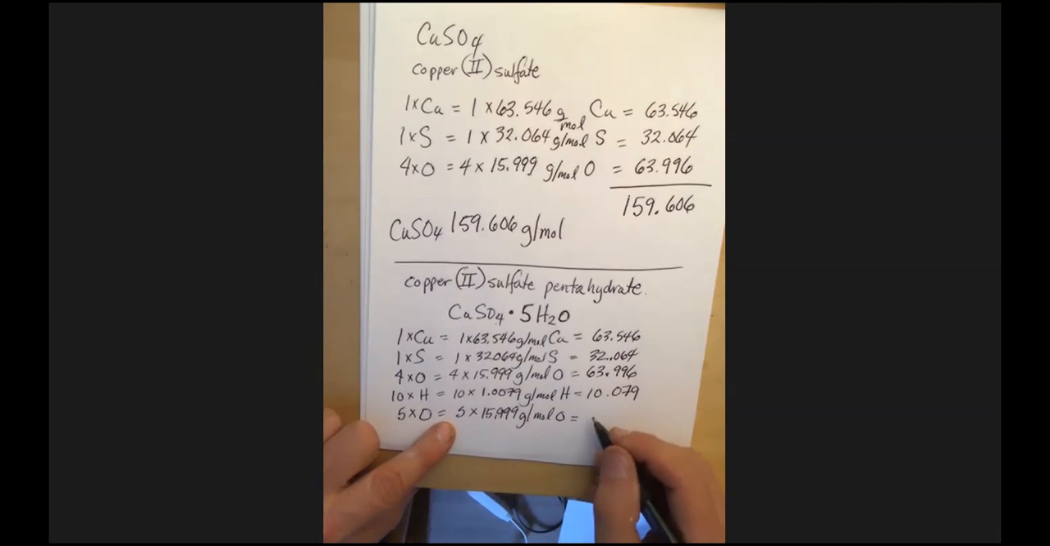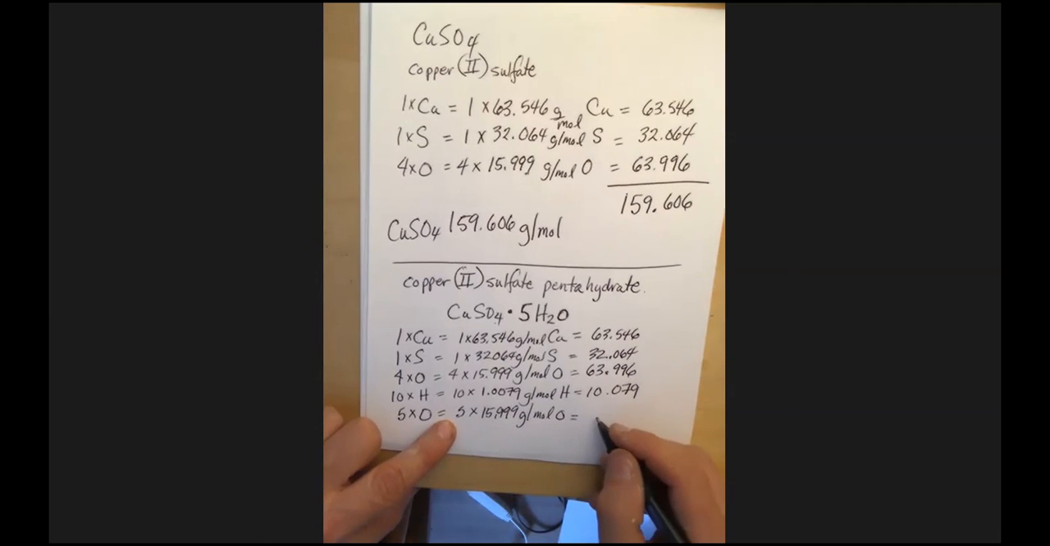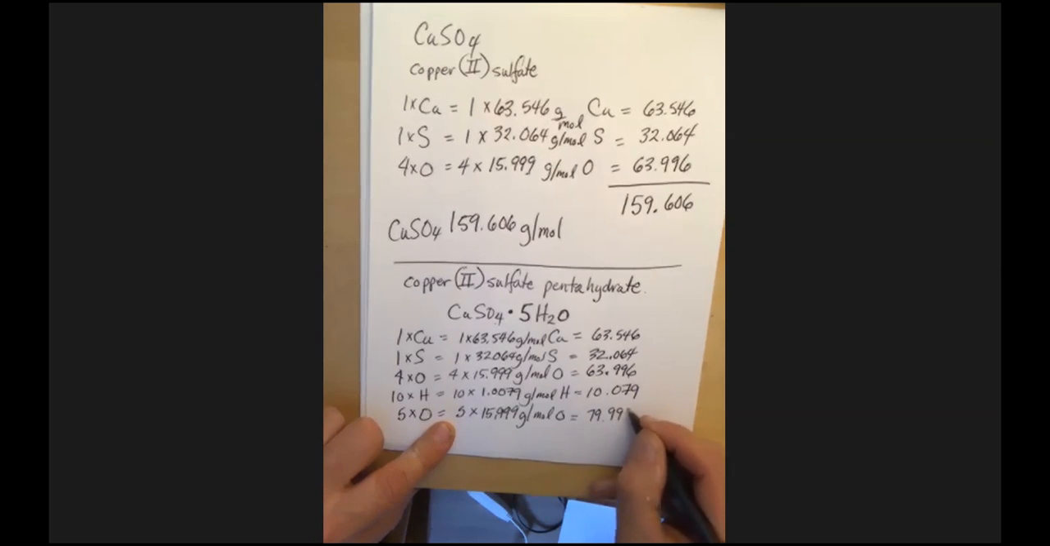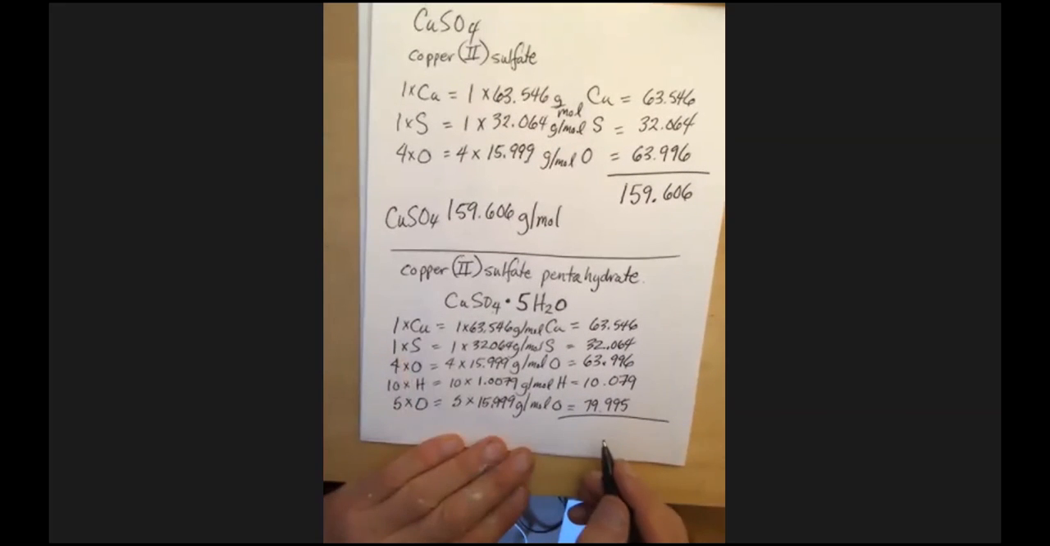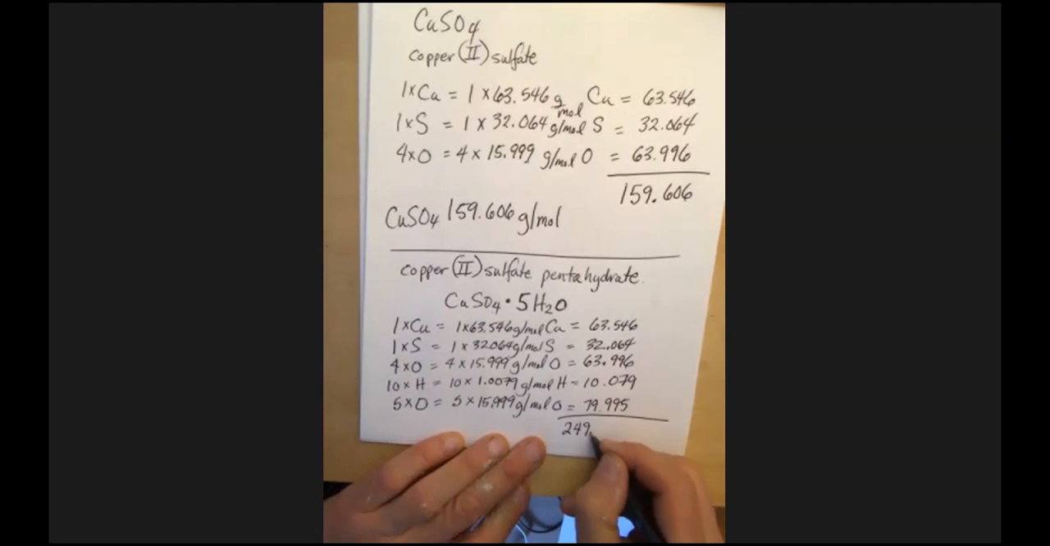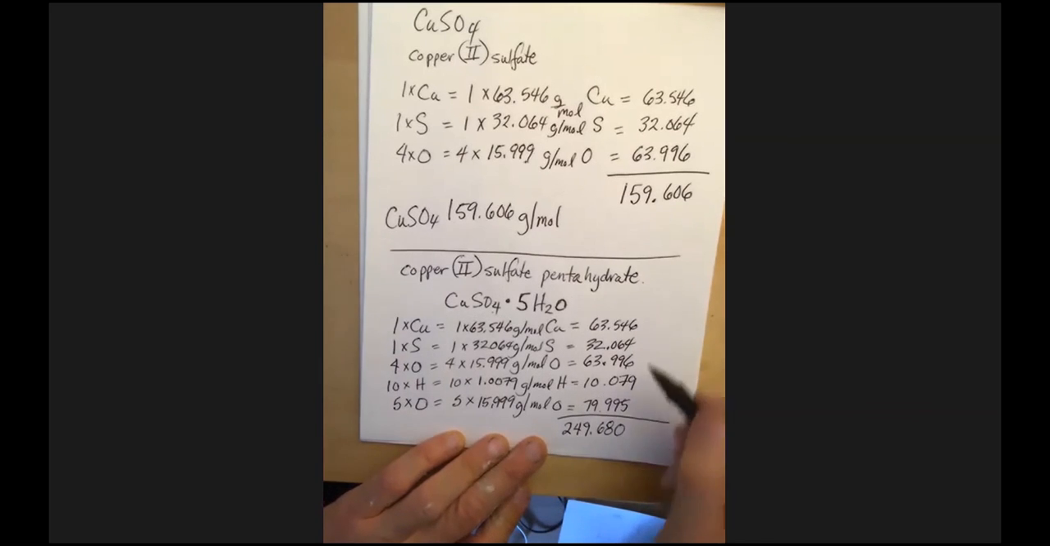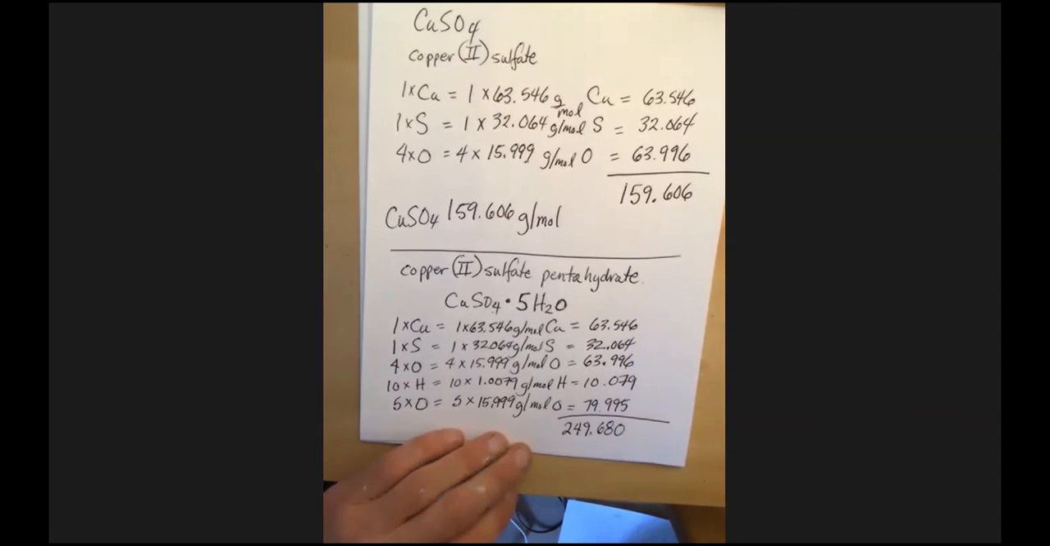What is this? 5 times 15.999? 79.995. 0.995. And if I add all of those up, 249.68. And I believe the last digit says 0. Okay. So 10, 19, and 11 gives me 20, 0. Yeah, I'm good for that.